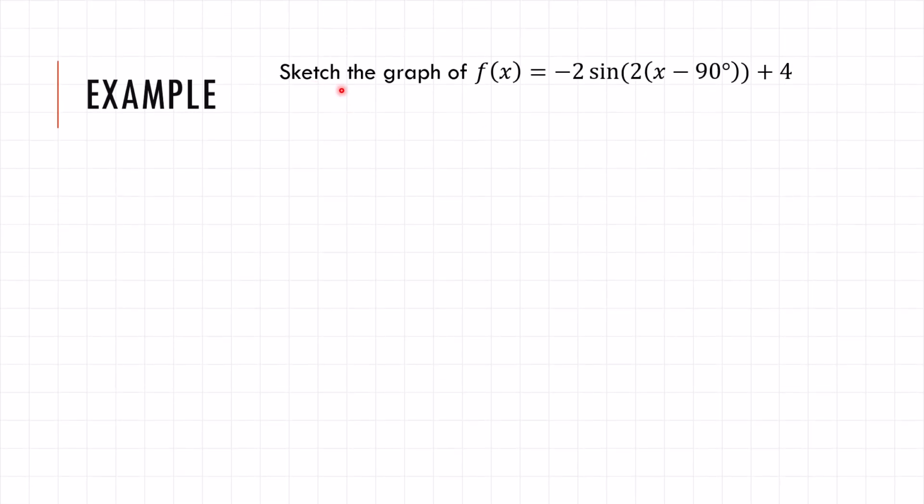In this example, we're going to sketch the graph of f of x equals negative 2 times sine of 2 times x minus 90 degrees, all adding 4 at the end. I'll invite you to pause the video here and see if you can find the midline, the amplitude, the period, and the starting point of this function, and that'll be a really good start. If you can go ahead and sketch the graph from there, that would be even better. So pause the video here and go ahead and try to do those things.